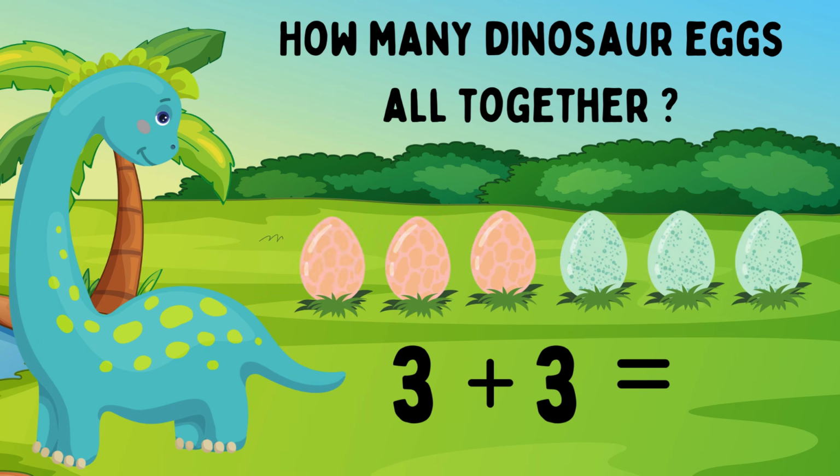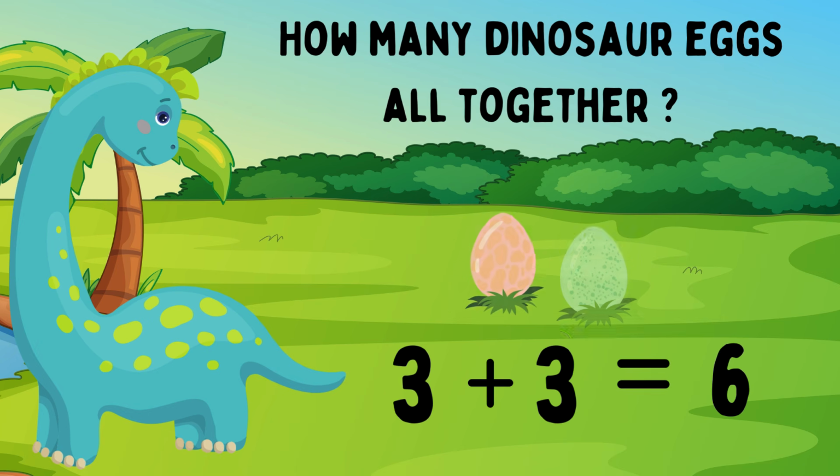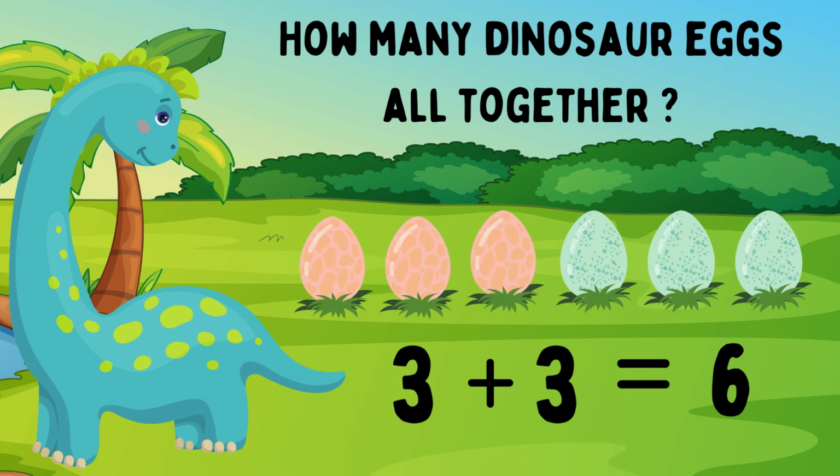Problem number 3. How many dinosaur eggs are there altogether? 3 plus 3 equals what? The answer is 6. How did you do?